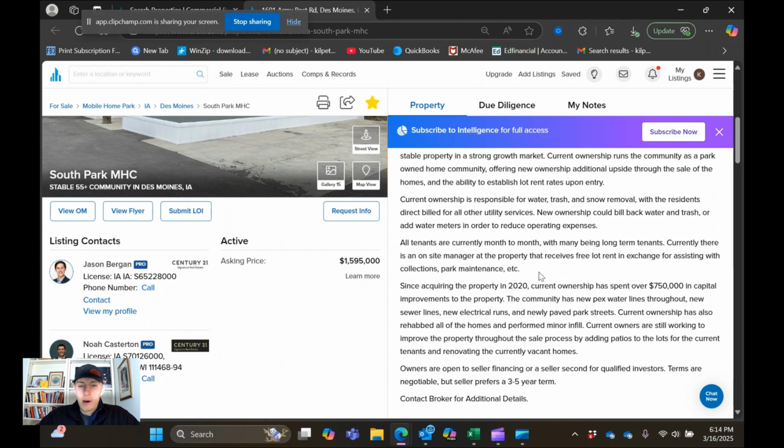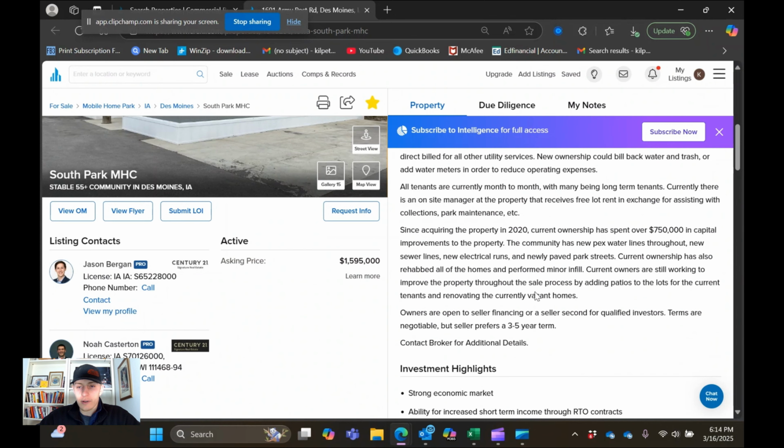I feel like that's not shown in your expense ratio, in your expenses. $750,000 in capital improvements to the property. New water lines, new sewer lines, new electrical, new pavement. They rehabbed all the homes, performed minor infill.